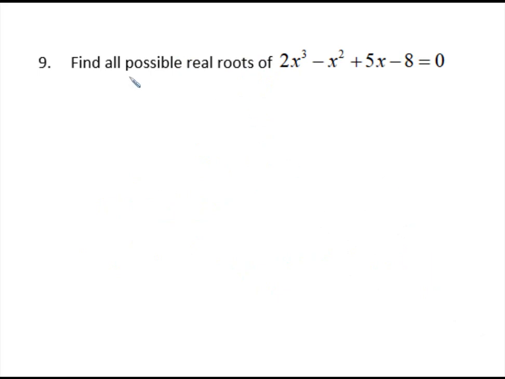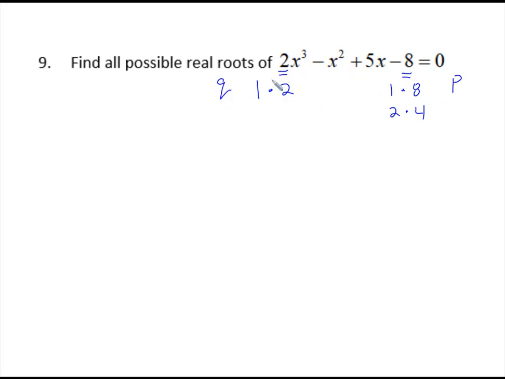All right, number 9 here. So we're going to find all the possible real roots. Remember, make sure that it equals 0 and the polynomial is in order from highest exponent to lowest. So what we care about is this 2, and we care about the 8. What are the factors of 2? Well, it's just 1 times 2. And what are the factors of 8? It's 1 times 8, 2 times 4. That's it. So remember, these were like our p-values. These are our q-values.